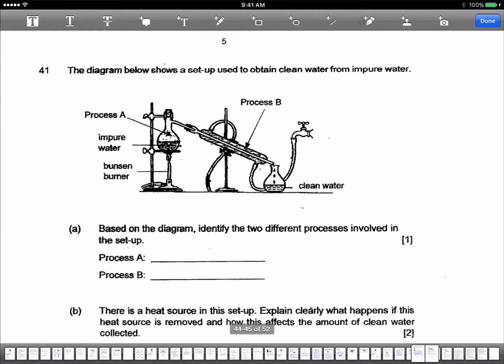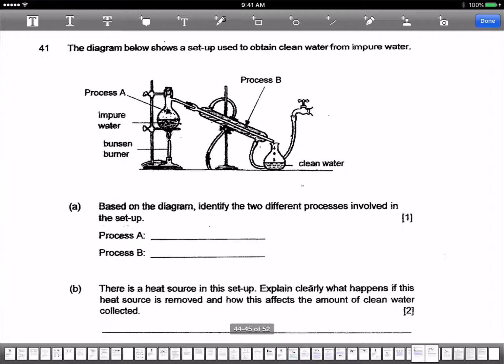So this is an experiment here. They're trying to obtain clean water. Now, how does this obtain clean water? You see, they have heat over here, so the water will evaporate. The water, when it evaporates, becomes a gas. You pass it through this, it will condense, become water, and drop down. Okay, so that's how it becomes pure.